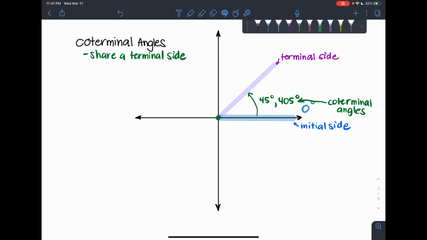In identifying coterminal angles, the goal here is not to figure out how many revolutions did we take to get to 1,100 degrees? No, we're actually trying to figure out what does that angle measure represent if we compare it to an angle measure that's between 0 and 360 degrees.